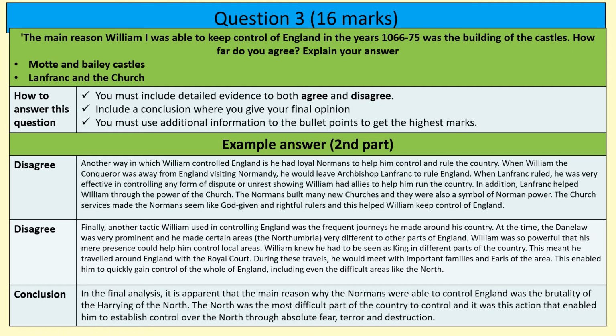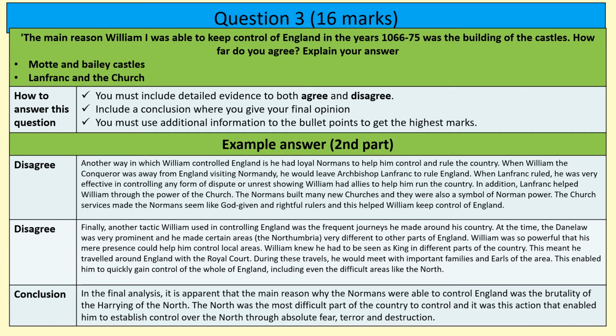Okay, well now on this part, we've got some other factors you could write about, or you could give another piece of evidence about whether the castles were a significant factor. So if you have a look at these ones, we've got some disagree points in here as well. So another way in which William controlled England is he had loyal Normans to help him control and rule the country. So this is where we're getting in our Lanfranc and the church.